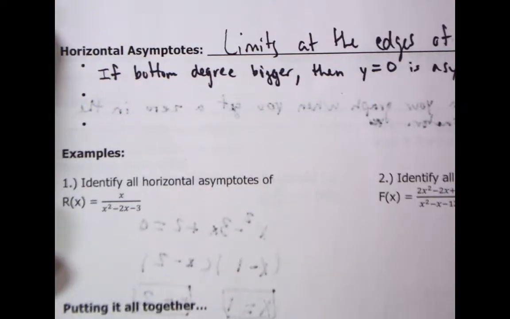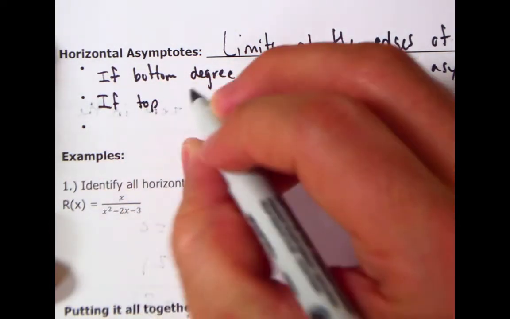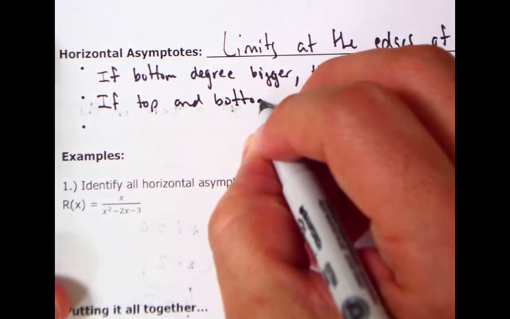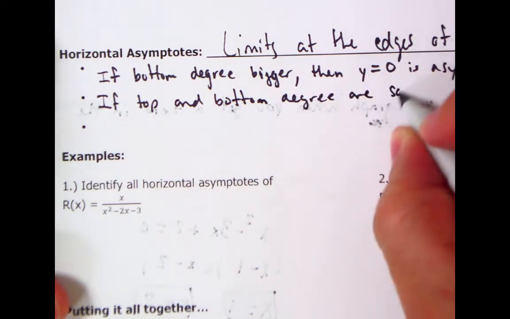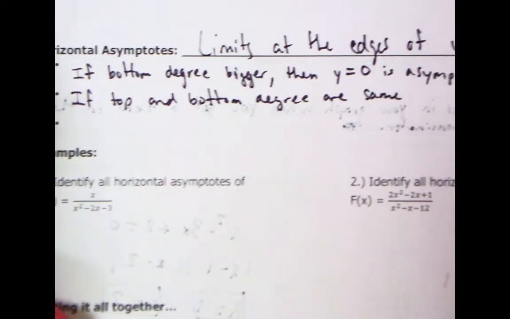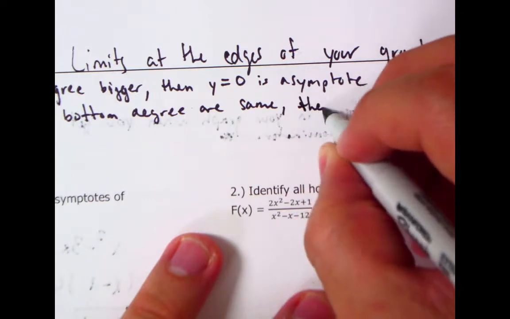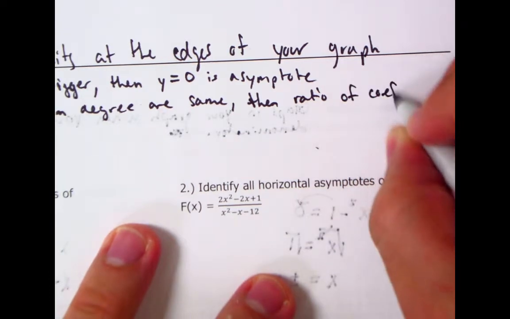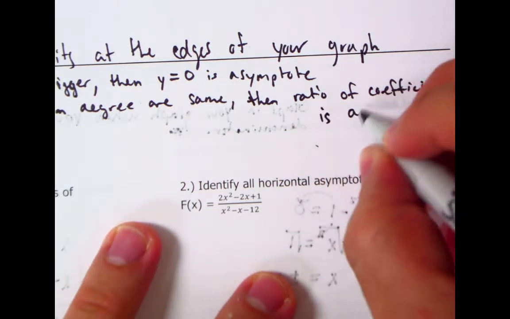Right? The other type of asymptote is, well, what if they're the same? So if top and bottom degree are the same, then the ratio of coefficients is the asymptote.